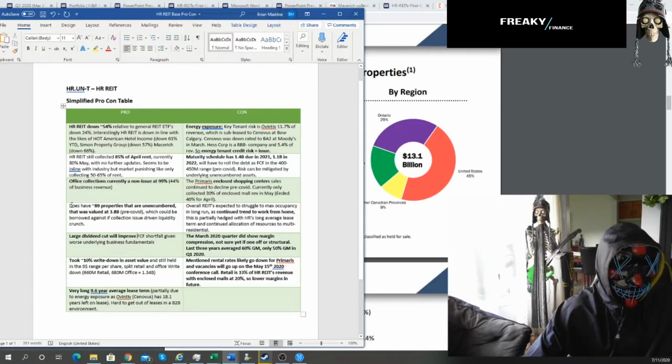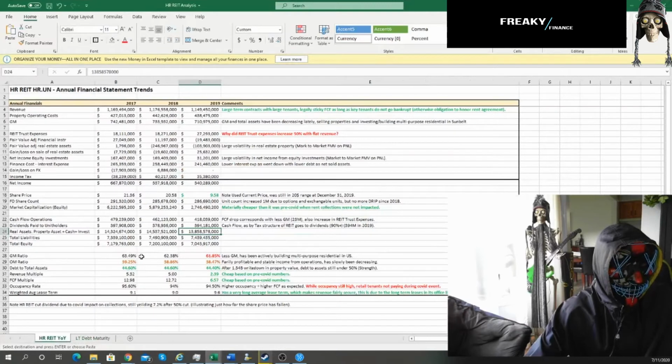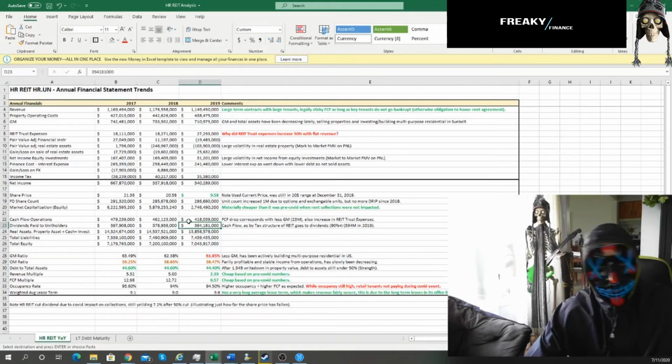And as I just mentioned, they do have 89 properties that are encumbered, and that was valued at $3.8 billion pre-COVID, and which could be borrowed against for the collection issue driven liquidity crunch. The large dividend cut will improve free cash flow. But what I mean by that is when they don't have to pay as much in dividends, obviously they have more room in the cash flow department.